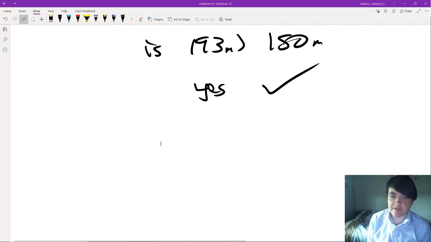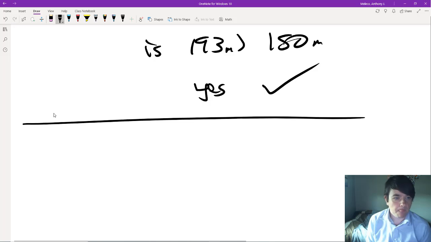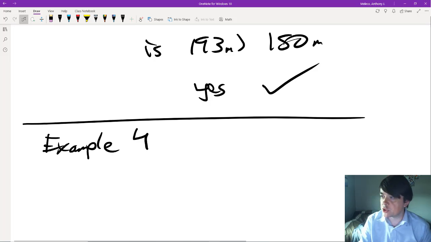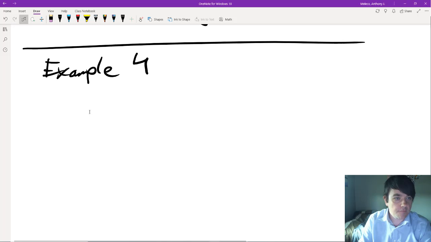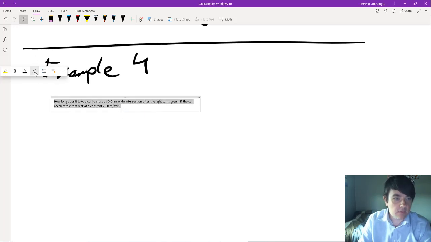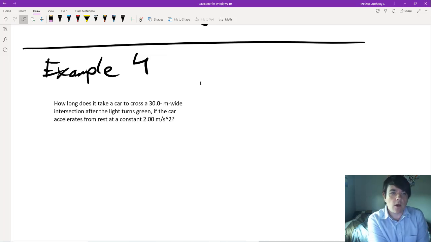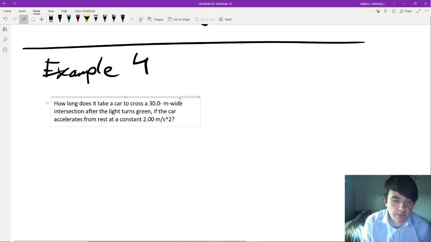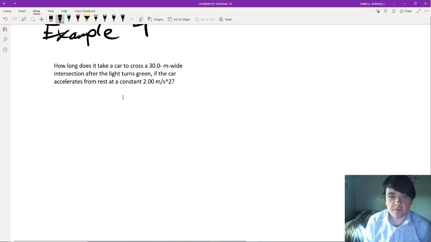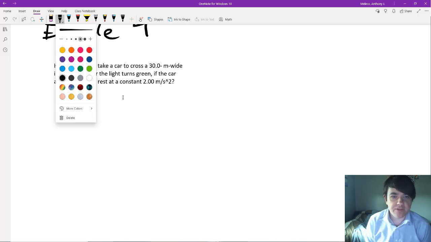So let's go ahead and look at example 4. In these one-dimensional problems, everything's along the x-axis. First foray into kinematics. How long does it take a car to cross a 30-meter wide intersection after the light turns green if the car accelerates from rest at a constant 2 meters per second squared? So here's the setup.